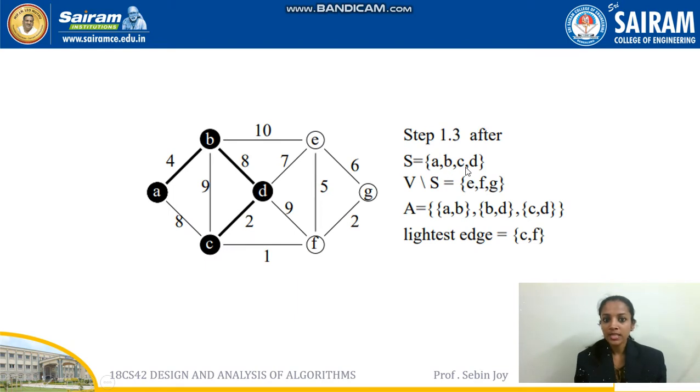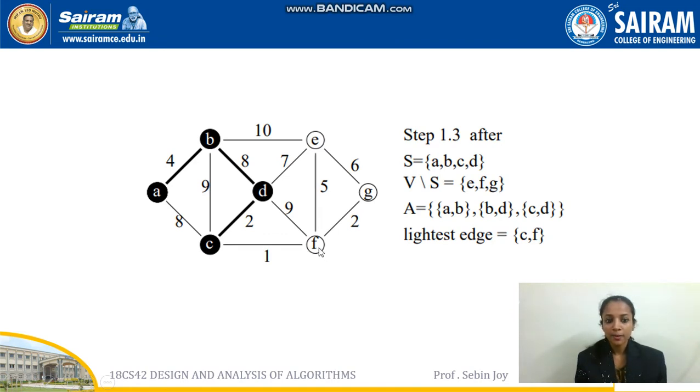So after that we got C. So A, B, C, D will be there in the set S, and V minus S is E, F and G. Now we will check again, the same process will be continued. That means we will check from A, B, C, D which is the least edge. So from A is 8, from B is 9, from D is 9, and from C is 1. So without any doubt we will add CF, which has the least weight 1. So the lightest edge is CF.